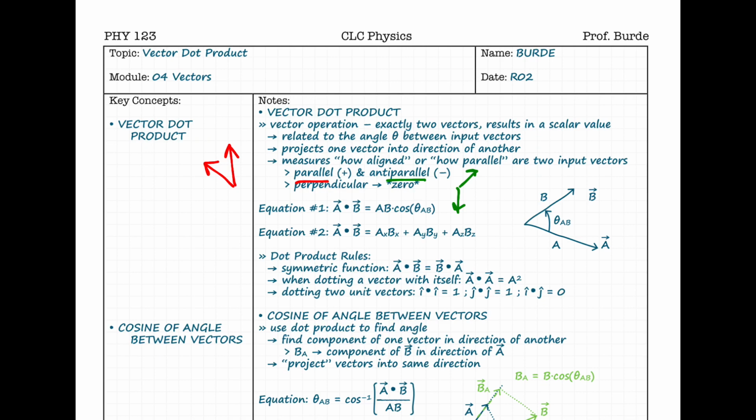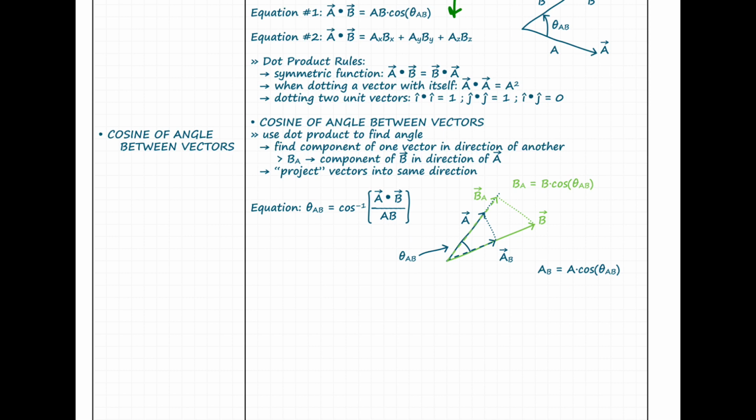A way to visualize what's going on here is to look at a diagram like this. Here I've got a vector A in blue and a vector B in green, and there's this angle theta AB that is measured between vector A and vector B. And so what I can do is take my vector A and project vector A into the direction of vector B. This is the component of A in the direction of vector B, and by rearranging this equation for the dot product, we can say that this component of vector A is the magnitude of A times the cosine of the angle between the two.